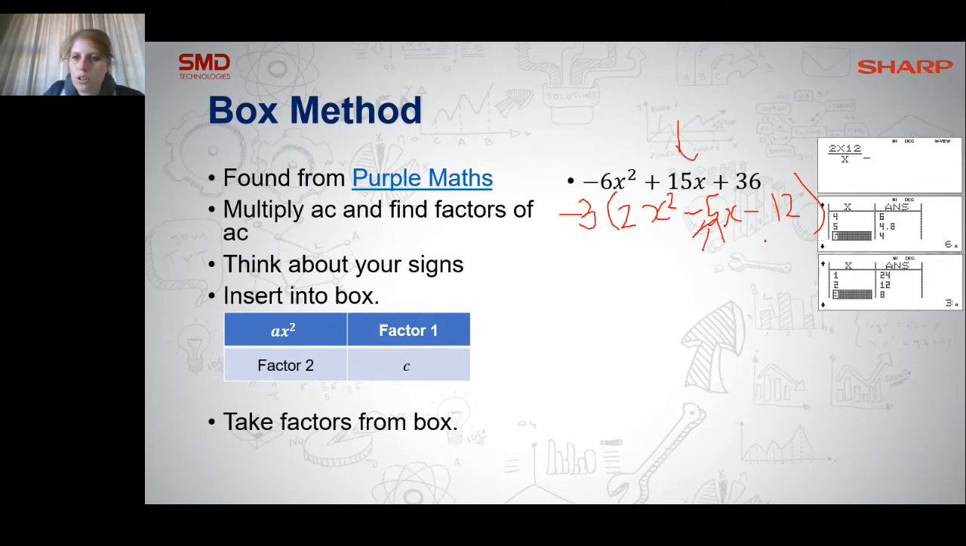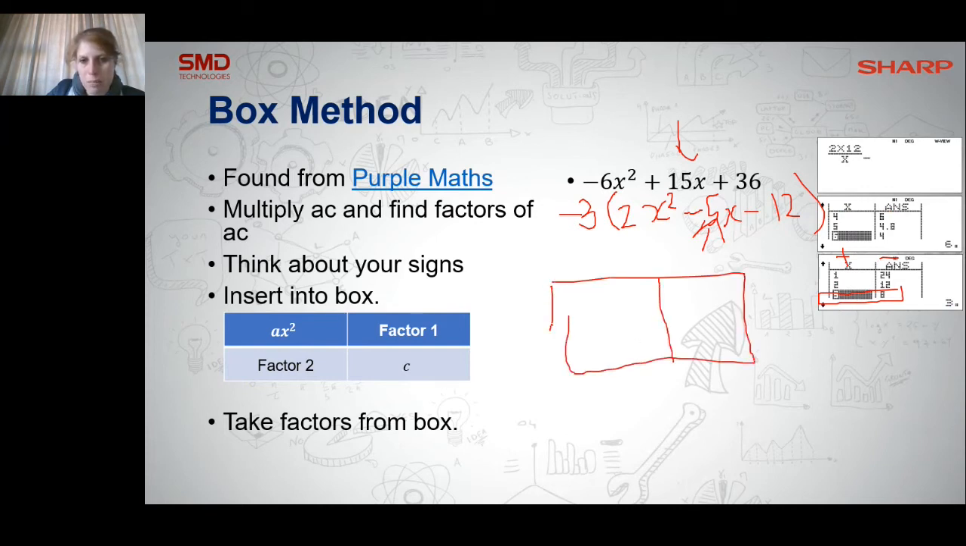So we've got 1 and 24, 2 and 12 doesn't make it, we've got to subtract. So 3 and 8, right? That's what's going to get us to minus 5. Sorry, let's just do our signs. So it's going to be plus 3 and minus 8. Then what we do is we draw a box, and we split the box into 4. The first quadrant of the box is just going to be this value here, your 2x squared.